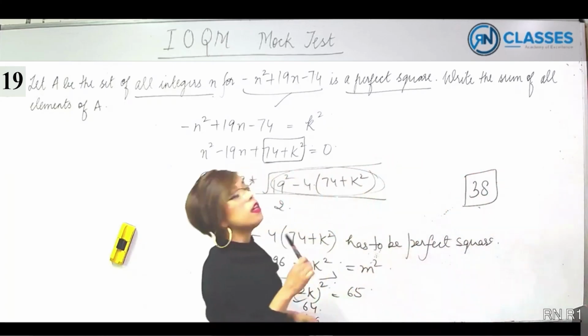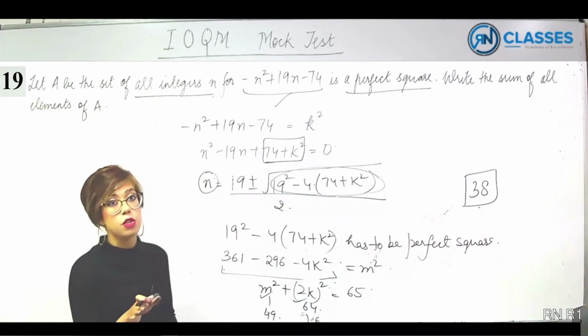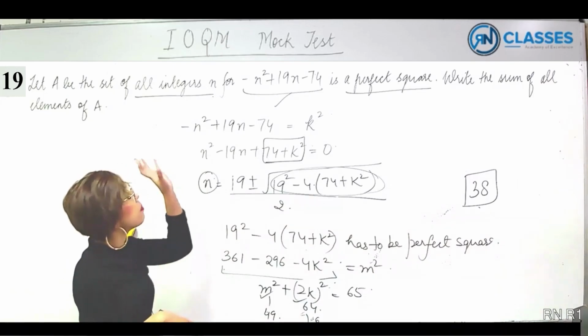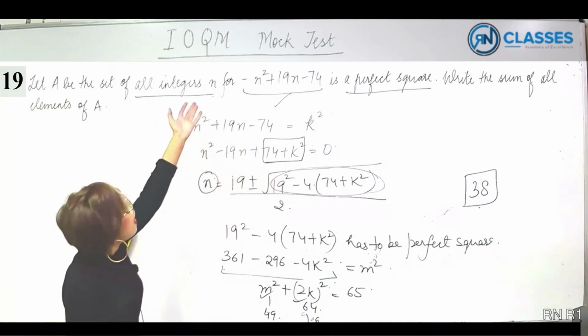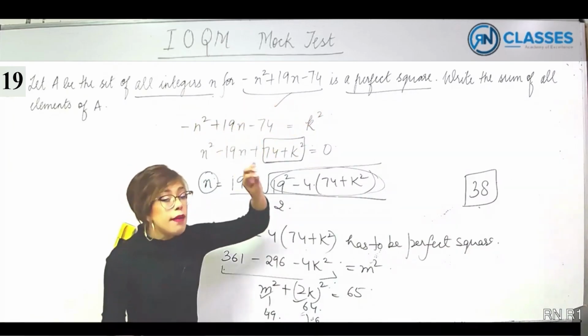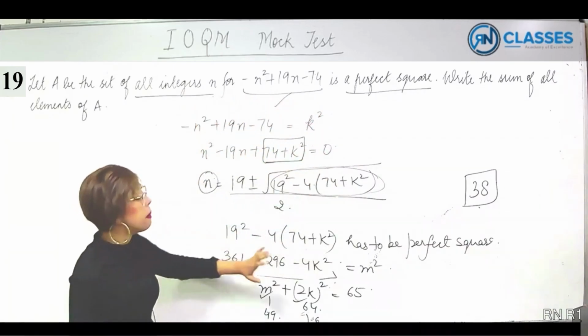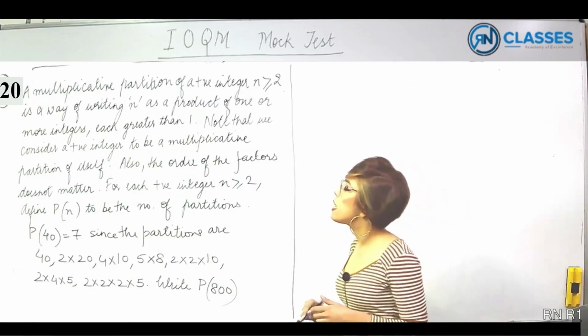Mind it, you can do this easily. You can have the method of hit and trial in this question. You can just put in the corresponding value of n, because n is an integer. Start putting it, because after a certain point of time, you will stop getting the perfect square. So, if you have time and you are unable to think of this method, you can use hit and trial also. Alright, so the next one.